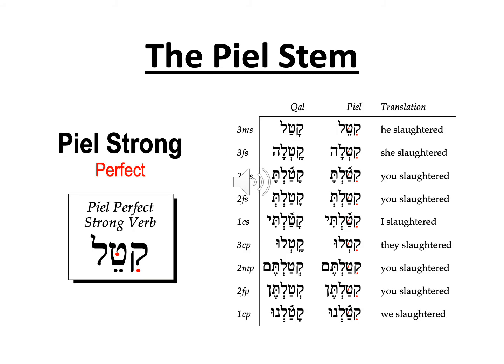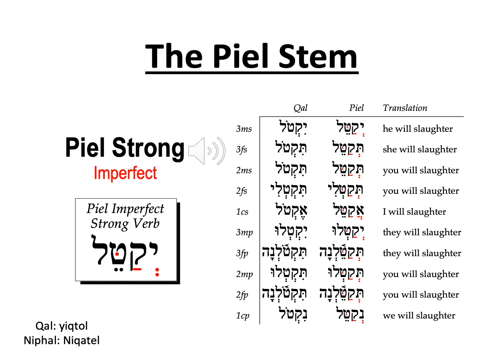Here is the complete paradigm for the Piel strong perfect verb. Again, you can see the difference between qatal and qittel, noticing that the difference between the two is most clearly seen in the presence of the dagesh forte in the middle root letter and the hireq under the first root letter. This is your diagnostic tip for recognizing the Piel.